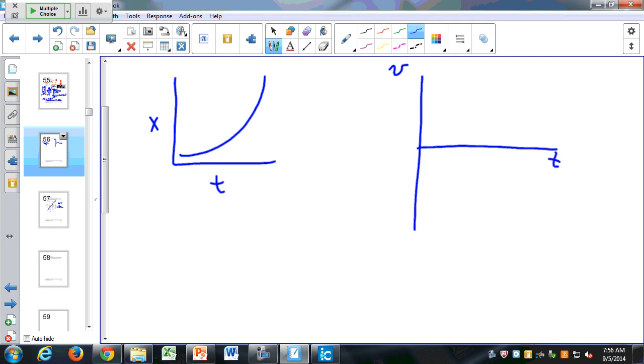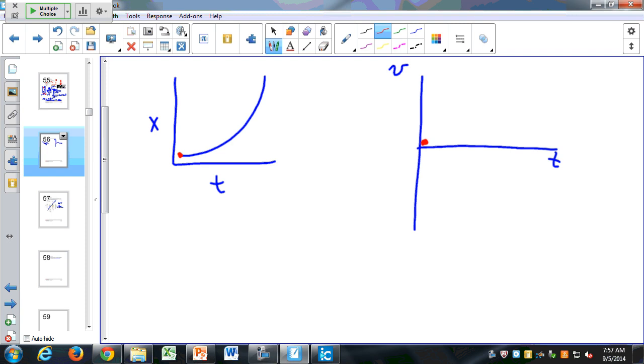Is it positive, negative, big, small? Okay, it's very, very small. It's practically zero, and then it's positive or negative? It's positive. It's a very small positive slope. All right, so if I were to draw that on the v versus t graph, I would draw it right here. So this point right here corresponds to this point right here.